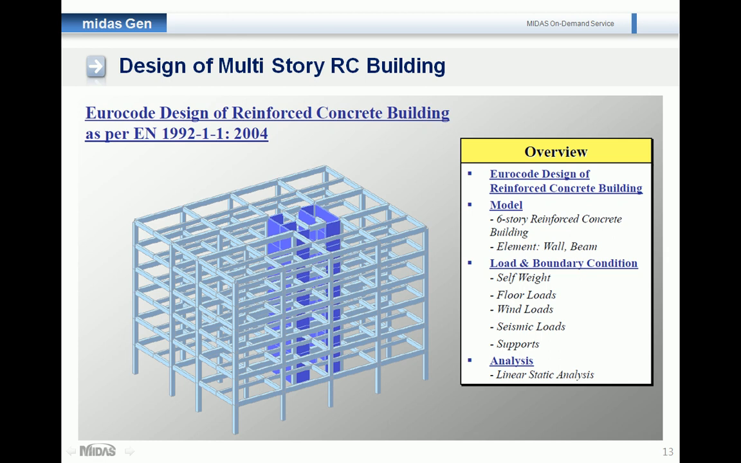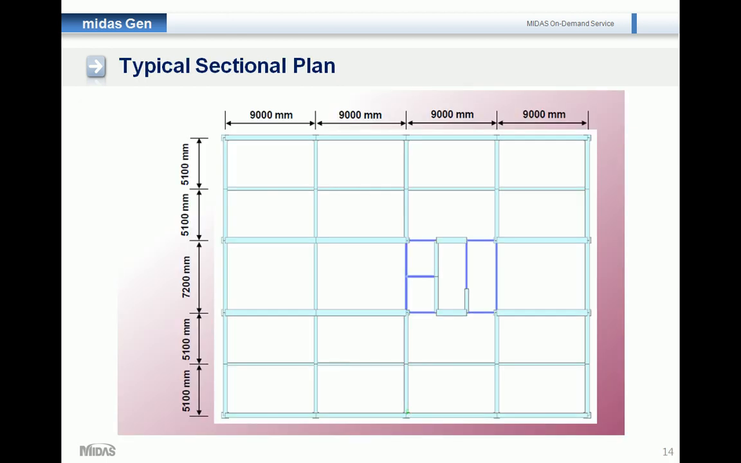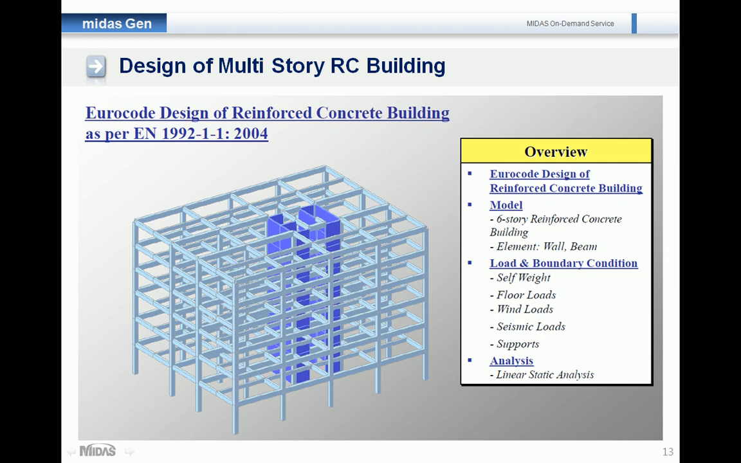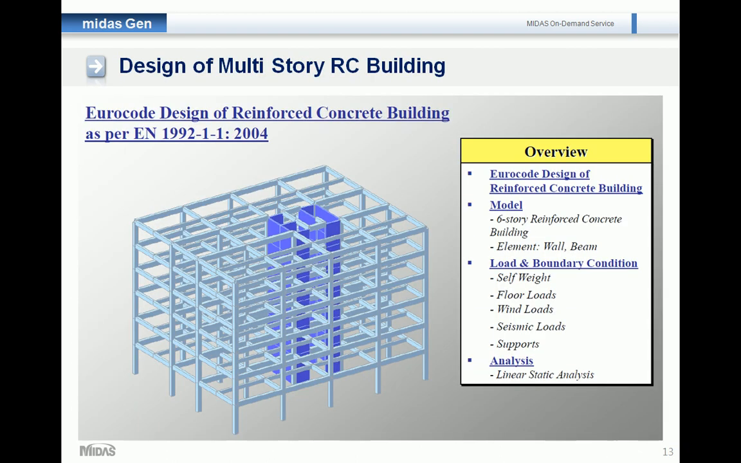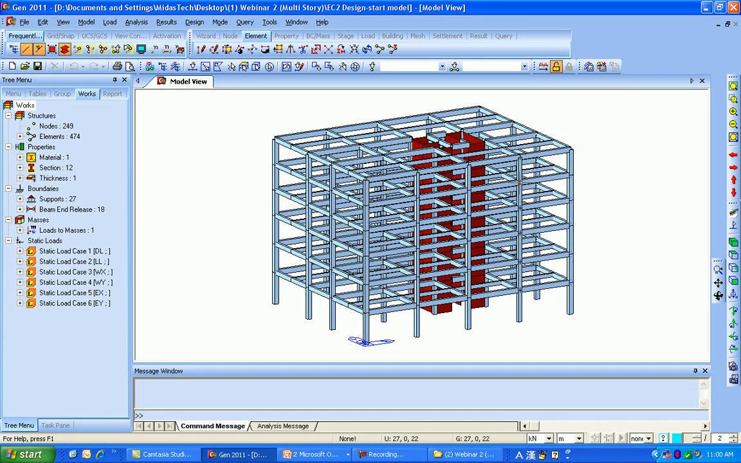With this example, we will learn the reinforced concrete design features in MidasGen. This model is a 6-story building consisting of beams, columns, and walls. I will apply Eurocode 2 for this building, and this example is intended to illustrate the design procedure as per Eurocode. So the geometry creation, boundary assignment, and load application will be skipped. I will show you the model here. In this model, we do not include the slab, but consider it as a rigid diaphragm.